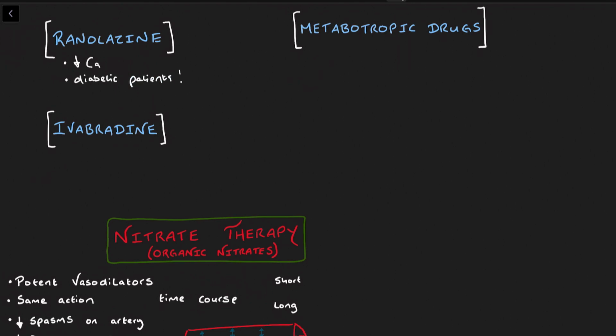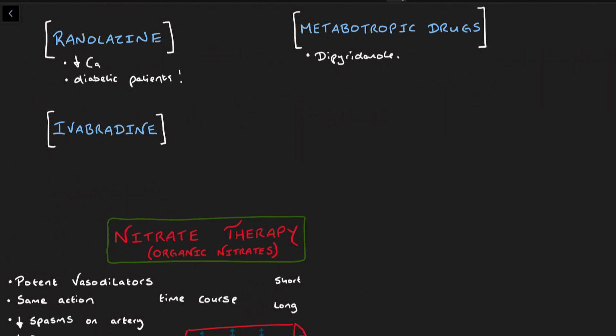You have metabotropic drugs such as dipyridamole. These can inhibit blood clot formation when given chronically, and they can also cause dilation of the blood vessels, usually when it's given at high doses over a short period of time.